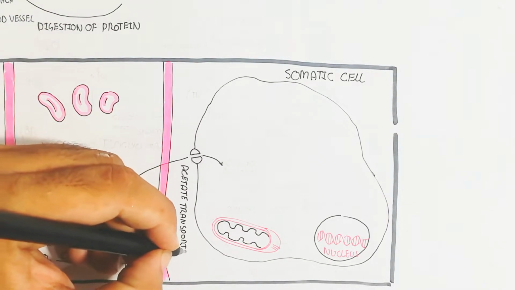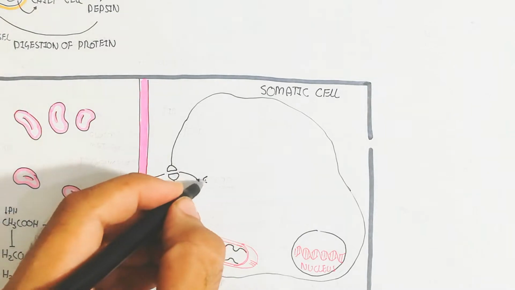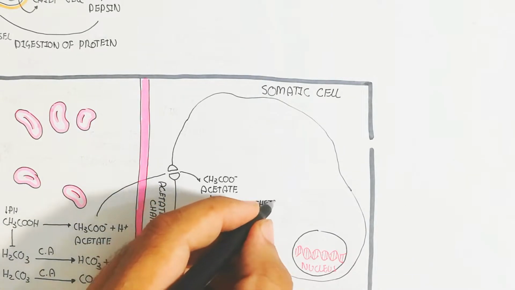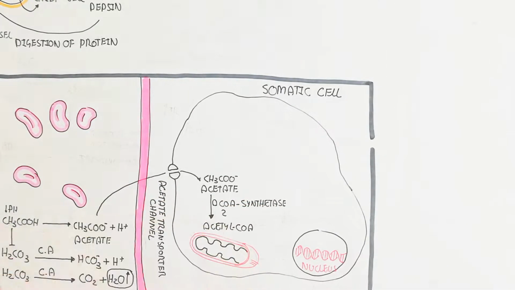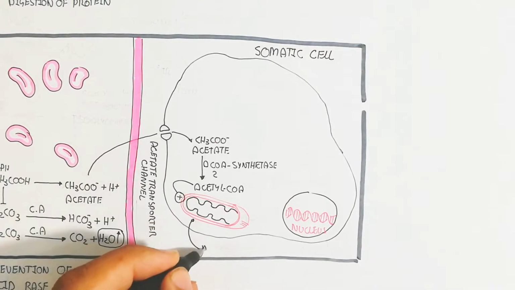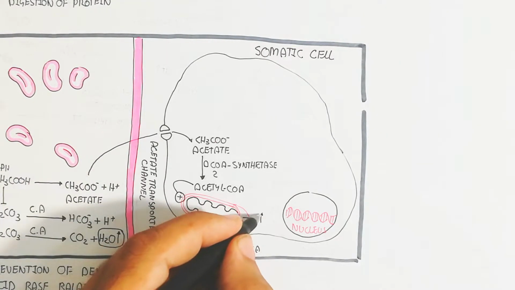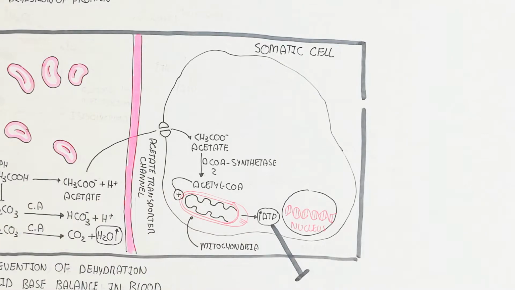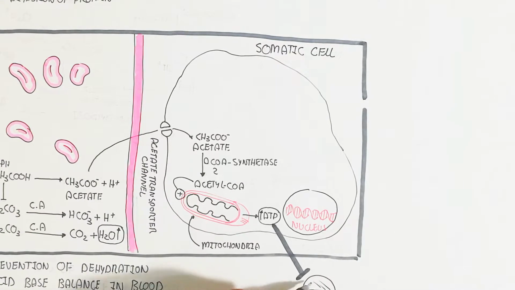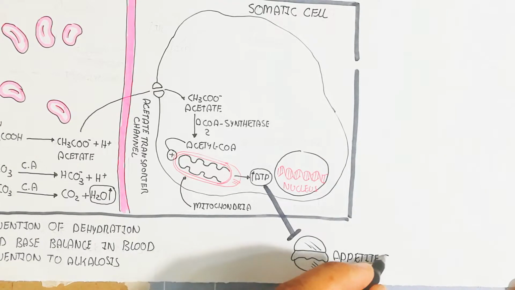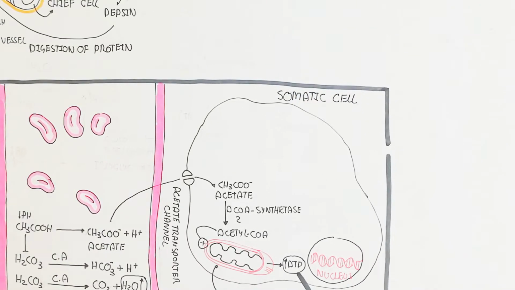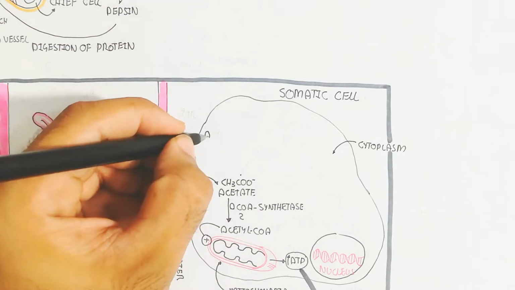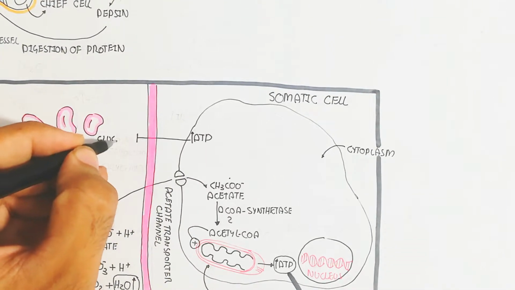Here you can see the acetate transporter channel, which allows acetate to move into the cell, this somatic cell. After this, acetyl-CoA synthetase 2 converts it to acetyl-CoA, which goes into the mitochondria to produce a lot of energy. That is why acetic acid also gives a quick response to produce ATP, which leads to appetite suppression, due to the higher energy level in our cells. It means we do not need to eat more.